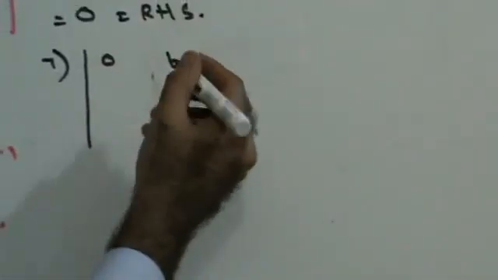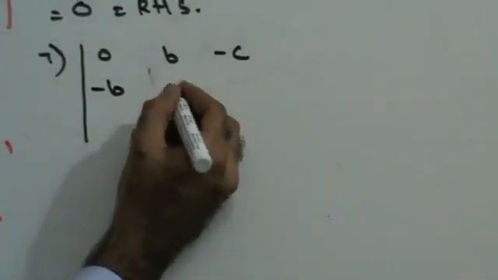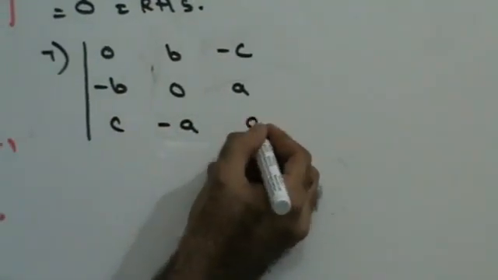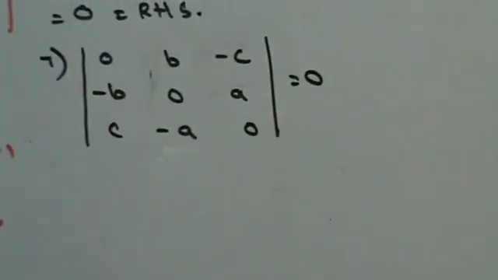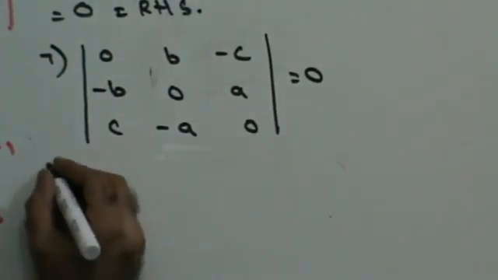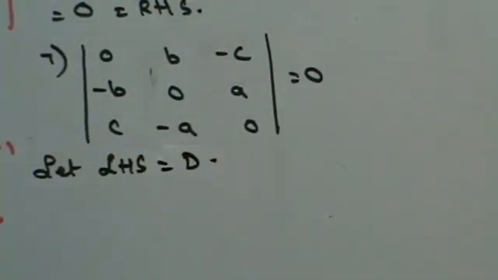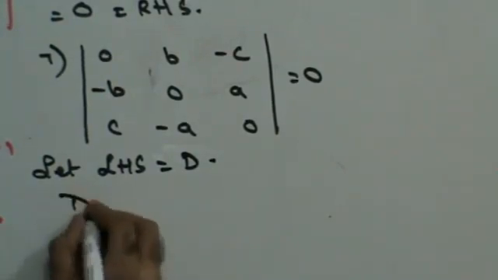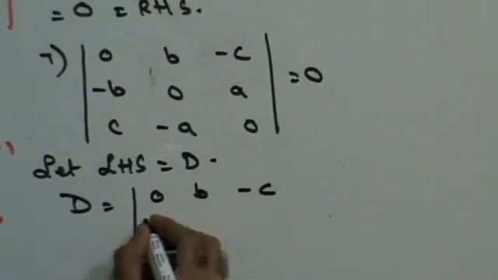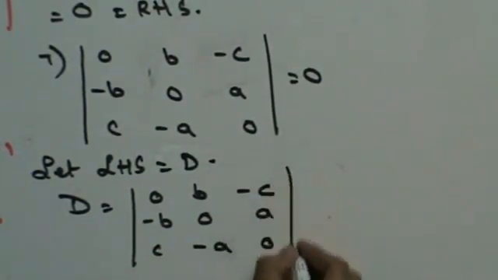Minus C, minus B, 0, A, C, minus A, 0 is 0. I have to prove this, right? Let LHS be equal to D. Let us assume that LHS is D. So I can say D is 0, B, minus C, minus B, 0, A, C, minus A, 0.